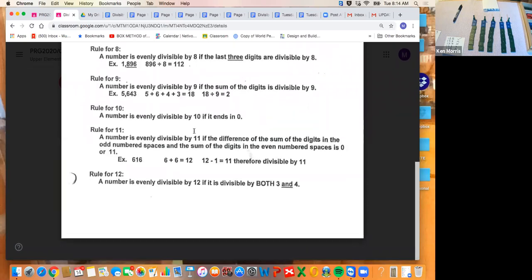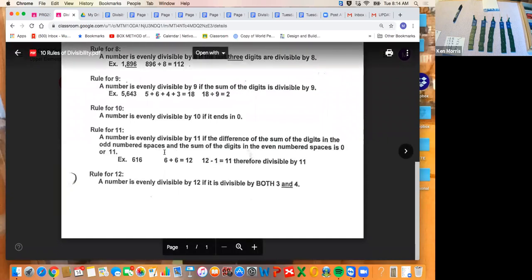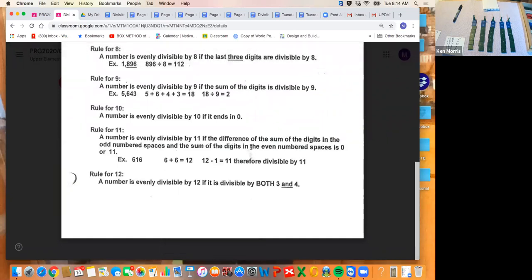11. If the difference between the sum of the digits in the odd numbered places and the sum of the digits in the even numbered places is 0 or 11, the number is divisible by 11. This is really interesting. Again, it's a pattern, right? It is a pattern. It's a puzzle in math.